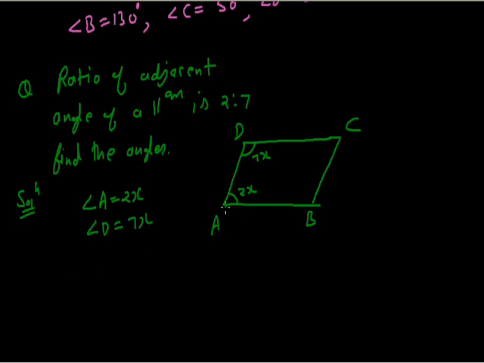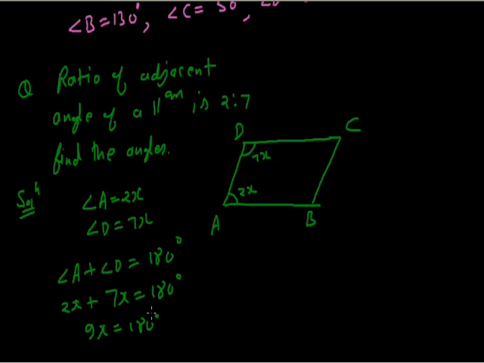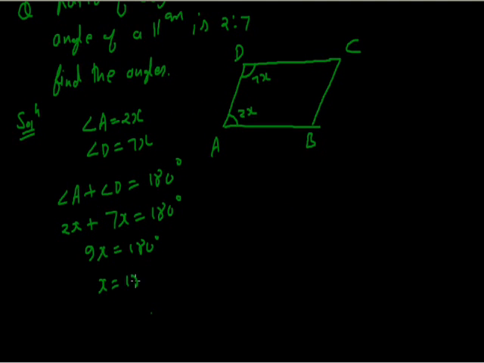And we know that the lines AB and CD are parallel. We know that the sides are parallel, so the sum of the co-interior angles should be equal to 180 degrees. So that's why angle A plus angle D should be equal to 180 degrees. In place of angle A, I put 2x, in place of angle D, I put 7x, equals 180 degrees. So 2x plus 7x, that is 9x, equals 180 degrees. So x equals 180 degrees divided by 9, that is 20 degrees. So x is 20 degrees.